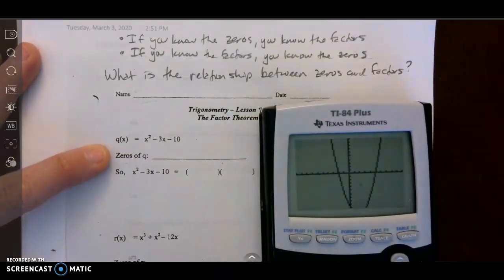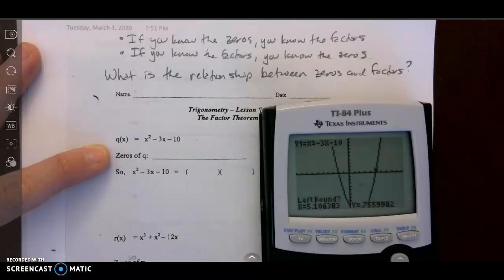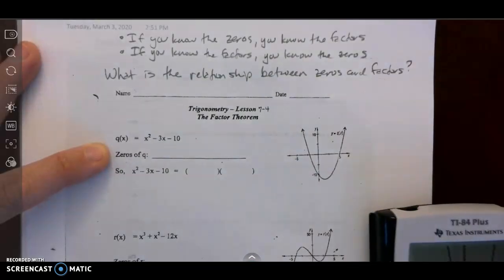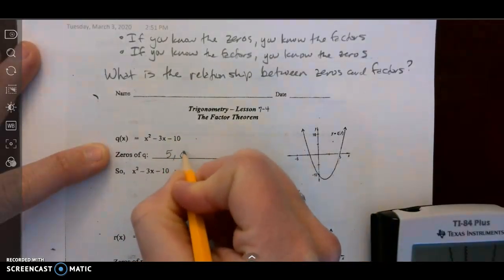So when I go to find the zeros, I go to second trace, zero. And I've got to scroll. There it is, that little spider. I need to be to the left of this zero, so I'm going to be left and below, right and above. And I get 5. Remember, you always go past the guess. So one of my zeros is 5, which I can see here on this graph.